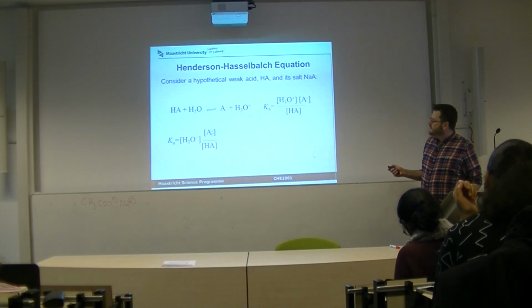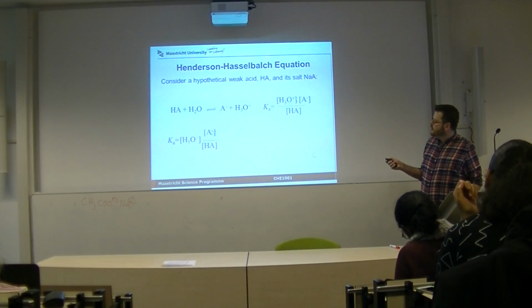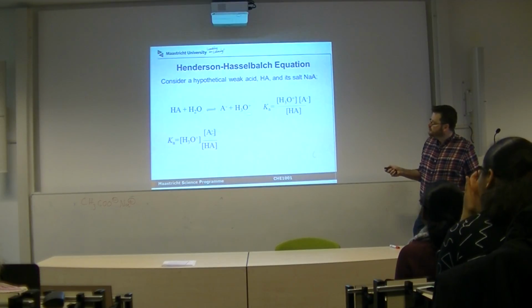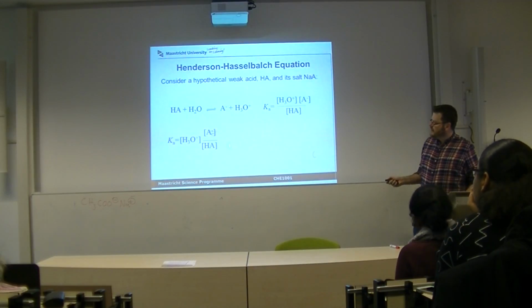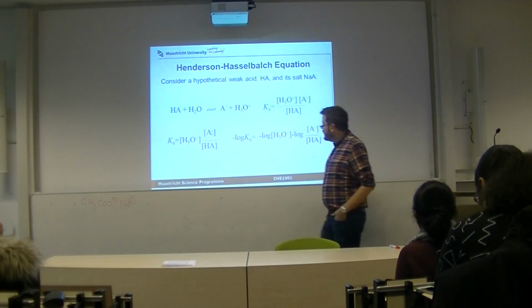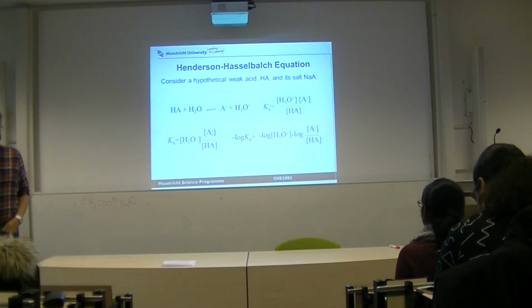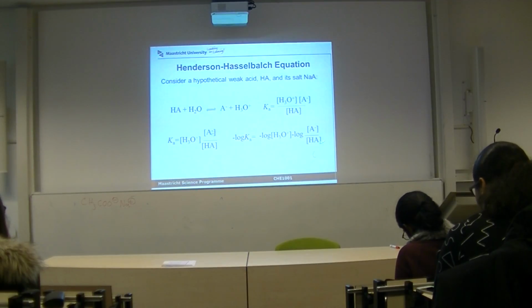Now, we can rewrite this slightly just by taking this H3O plus out of the brackets. All I've done here is I've just written that as the product of H3O plus multiplied by A minus over HA. We end up with that expression over there. No big deal. And if I now take the negative log of both sides of this expression, I end up with this expression over here.